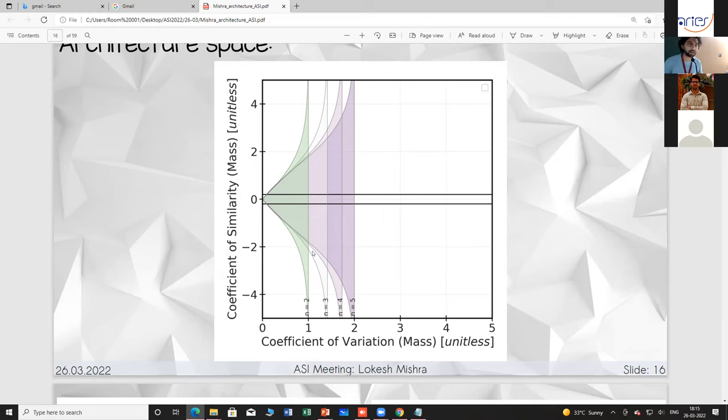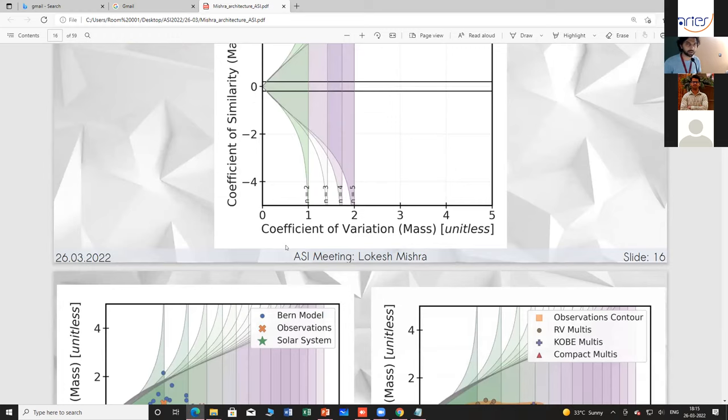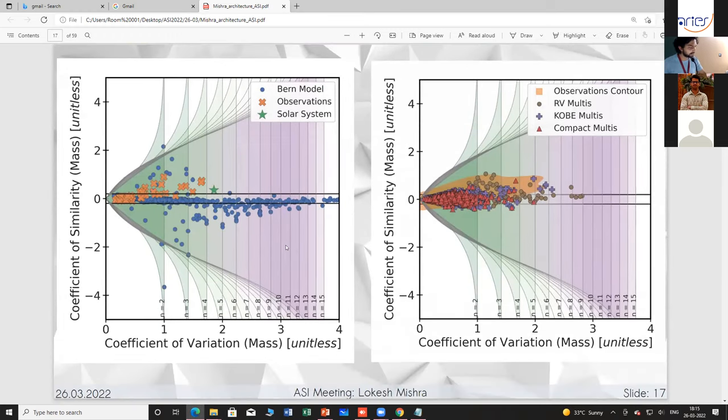It reminds me of quantum mechanics, where you have forbidden gaps where things cannot go. I don't know if this correlation is coming out of physics or what. I've not assessed that. If I take the same phase space and fill it with data points, on the left I'm using some simulations from the Bern model, which I cannot describe right now. The blue points are theory and the orange points are observations, and we see that they don't match. And that's okay, because when we make an observation of a planetary system, we are not really getting the full picture. There are detection biases involved.